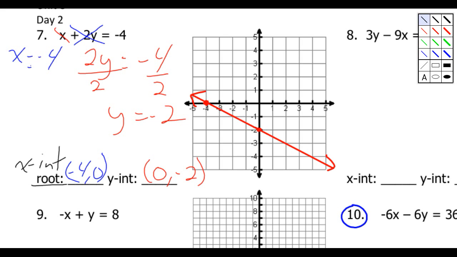or the solution, or the zero. Thought I forgot, didn't you?